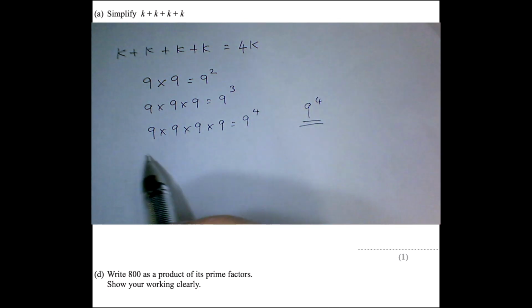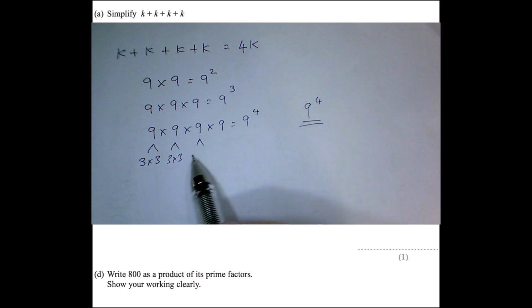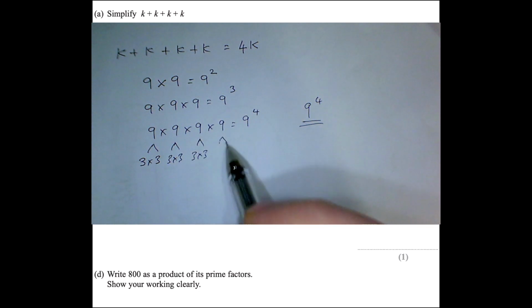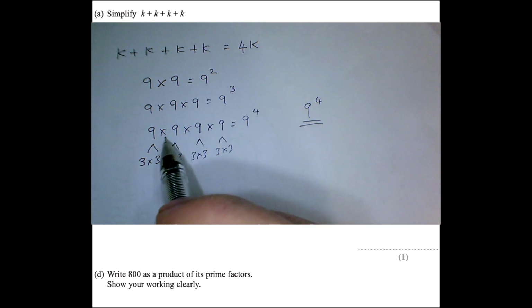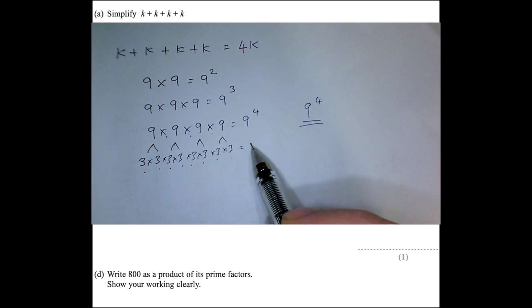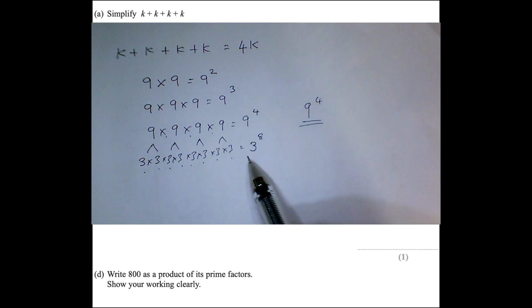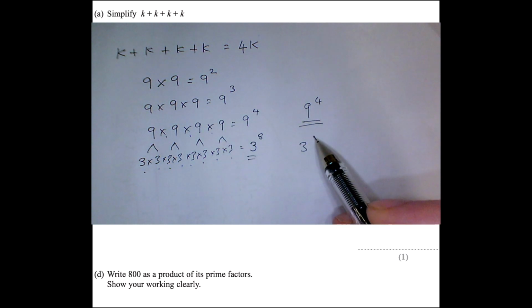Now they've asked us to write that number as powers of 3. So I know that 9 is the same as 3 times by 3. So I'm going to rewrite my 9s as 3 times by 3. And of course all these numbers are multiplied together, so they should be multiplied here too. And that means I've got 8 multiplications to do. So it's 3 to the power of 8. And that is the answer to part C, 3 to the power of 8.